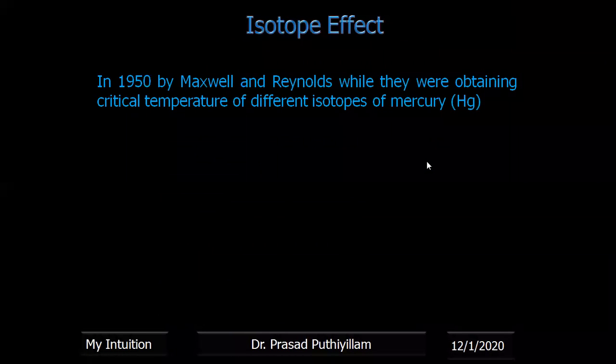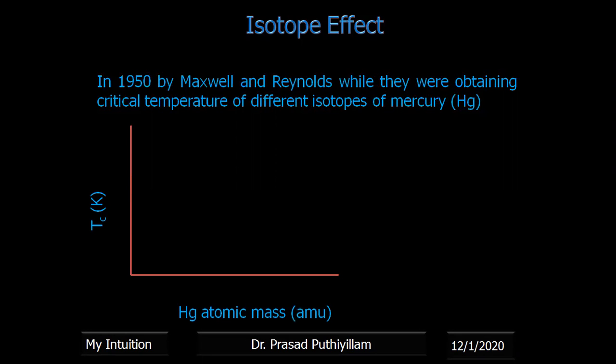Isotope effect. In 1950, Maxwell and Reynolds found, when they worked on the critical temperature of isotopes of mercury, that, as I'm drawing in the graph of Tc versus the atomic mass (AMU) of mercury, for the atomic mass 119.5 AMU of mercury, the critical temperature is 4.185. And for the atomic mass of 203.4, the isotope of mercury showed a critical temperature of 4.146.